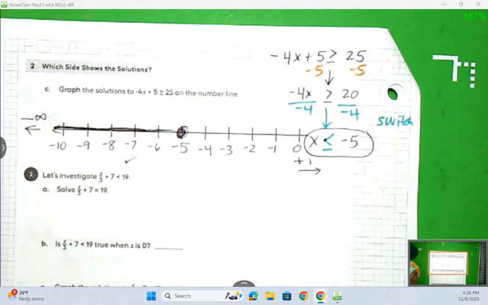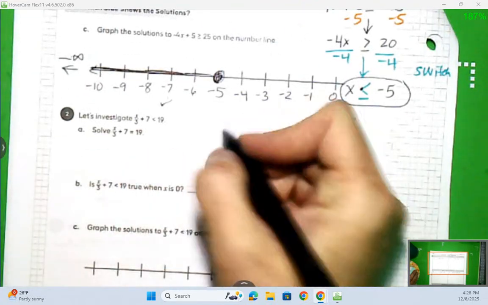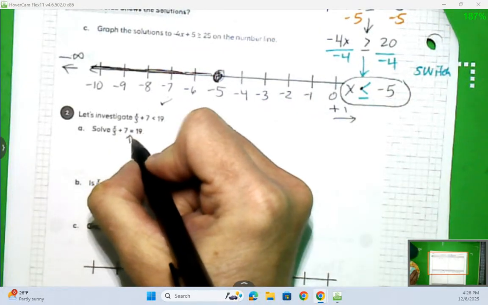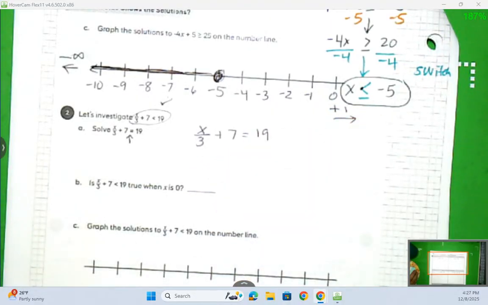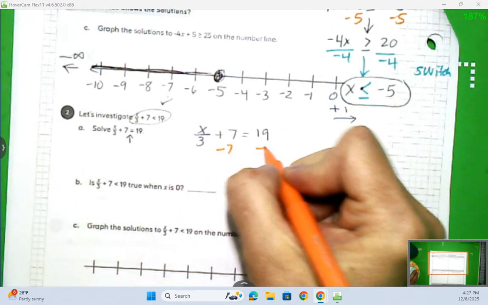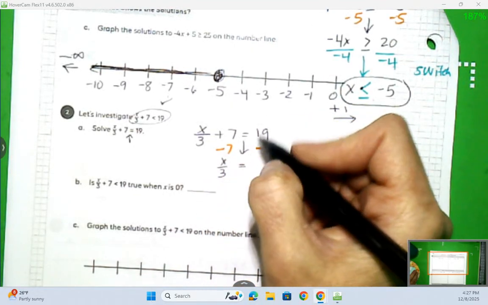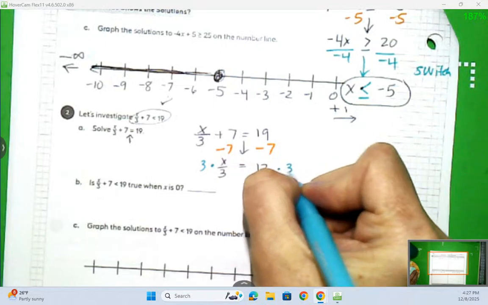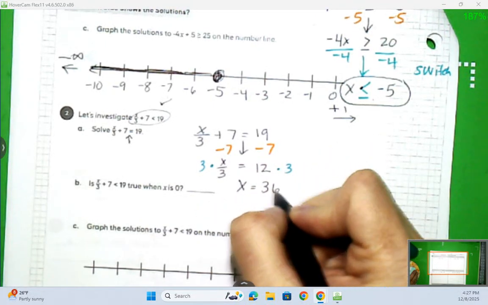Okay, let's investigate x divided by 3 plus 7 is less than 19. Step 1 is to solve that. So we're going to rewrite the inequality. Oh, it's an equation. We have the inequality here, but they want us to do the equation first. All right, minus 7 on both sides. X divided by 3 is equal to 12. And then the opposite of dividing by 3, we're going to multiply both sides by 3. And we get x equals 12 times 3, which is 36.